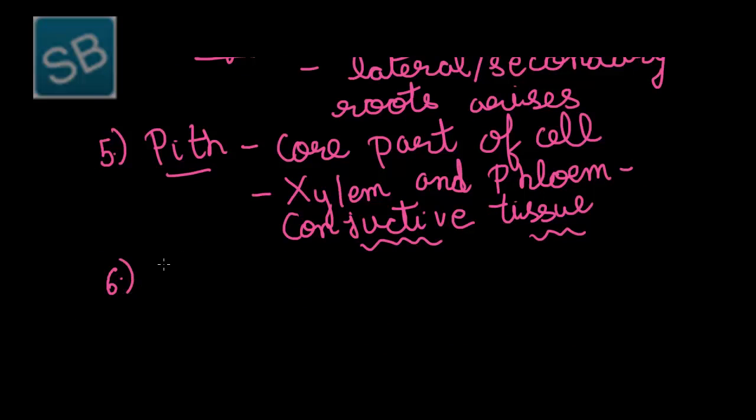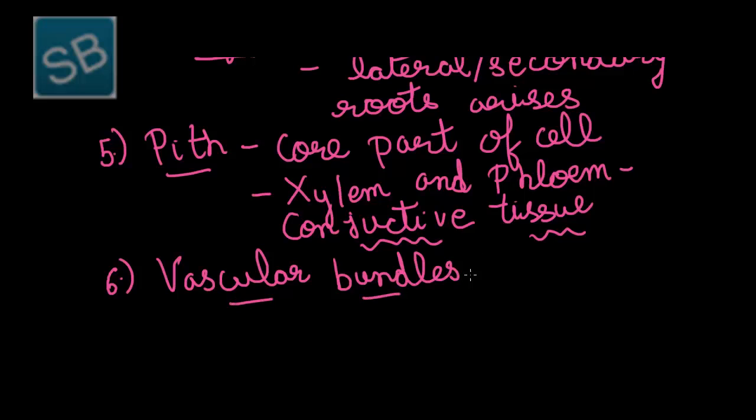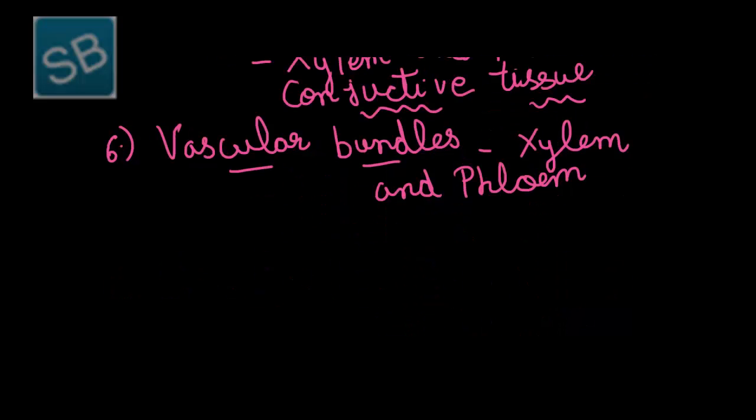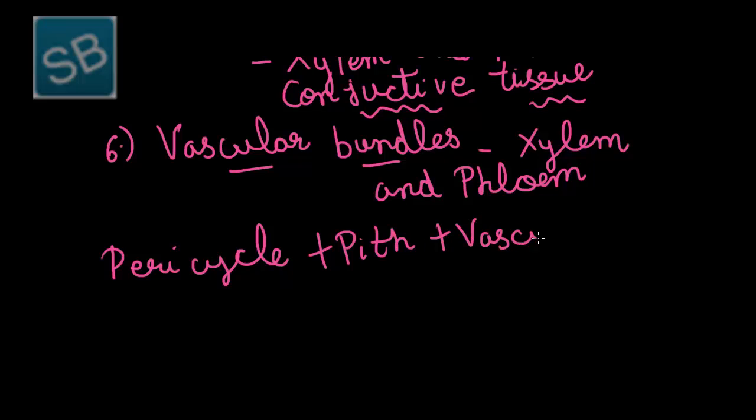Then the region that appears is the vascular bundle. These vascular bundles are actually formed between the endodermis and pith. Vascular bundles involve xylem and phloem. There are usually 2 to 4 xylem and phloem patches. Now, all the tissues inside the endodermis such as pericycle, vascular bundle and pith are commonly together called the stele.